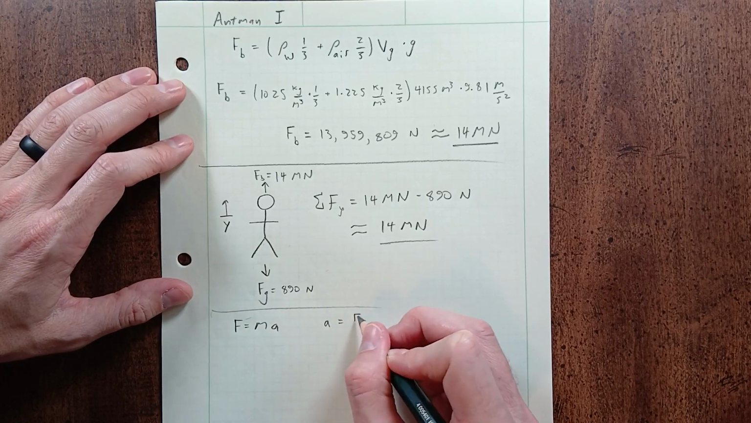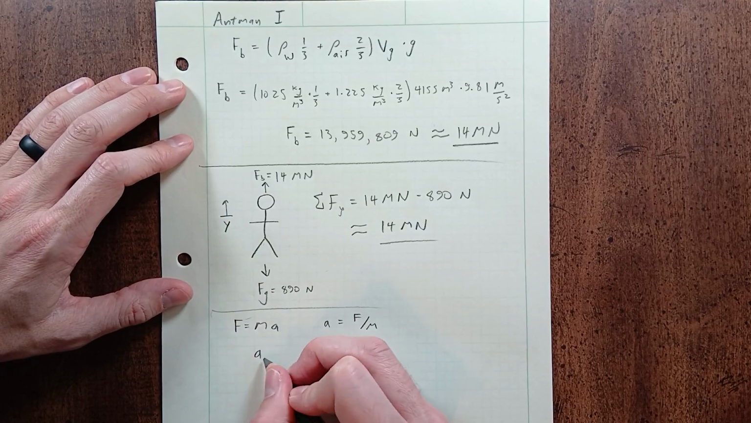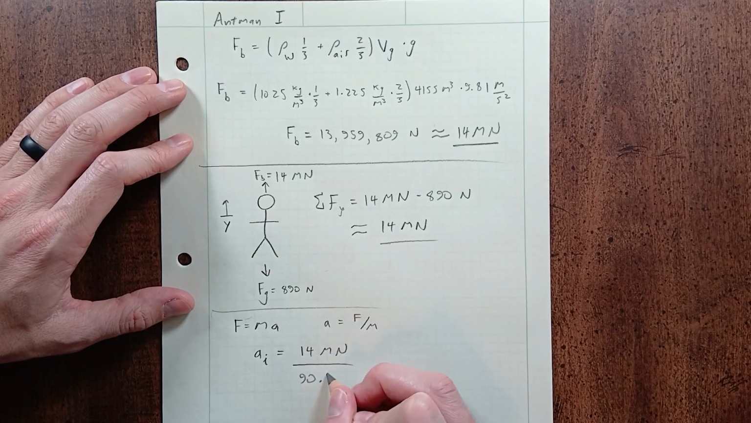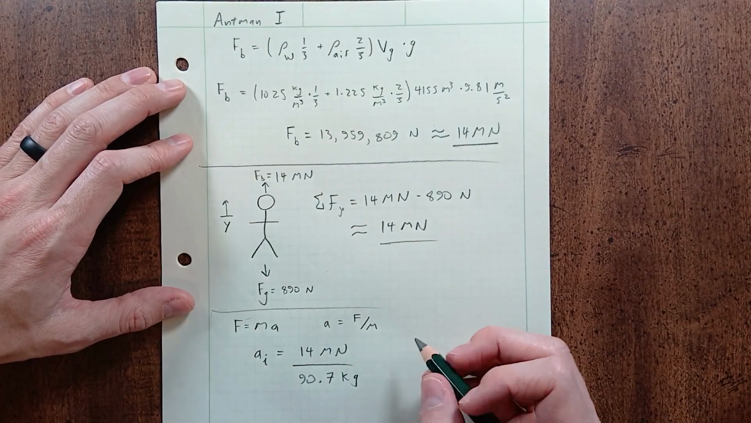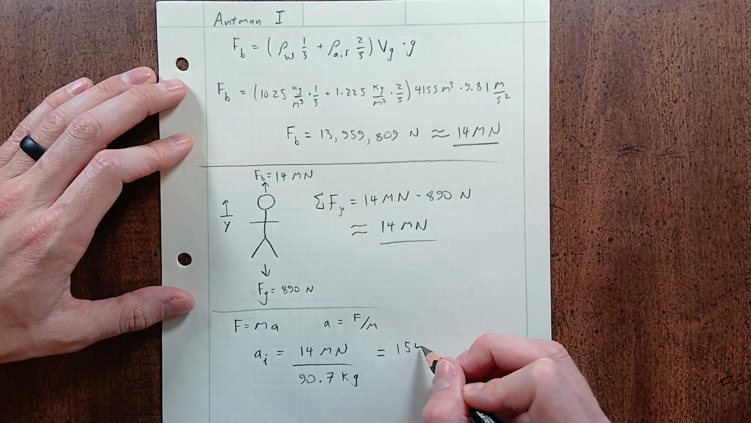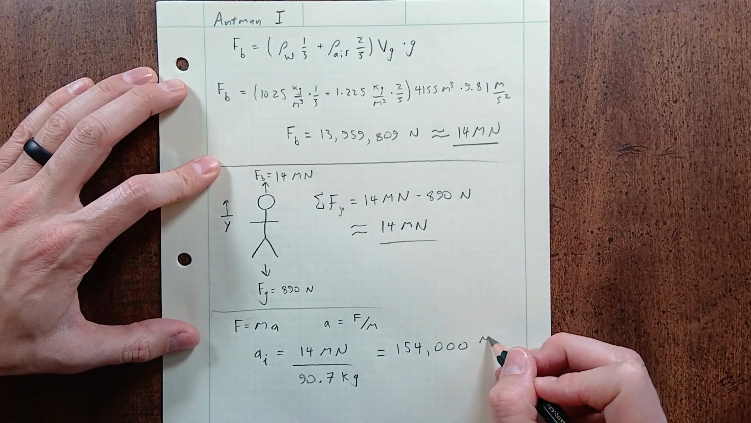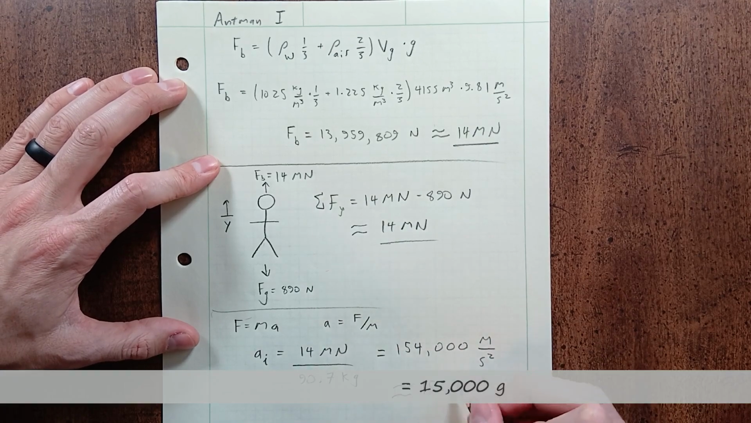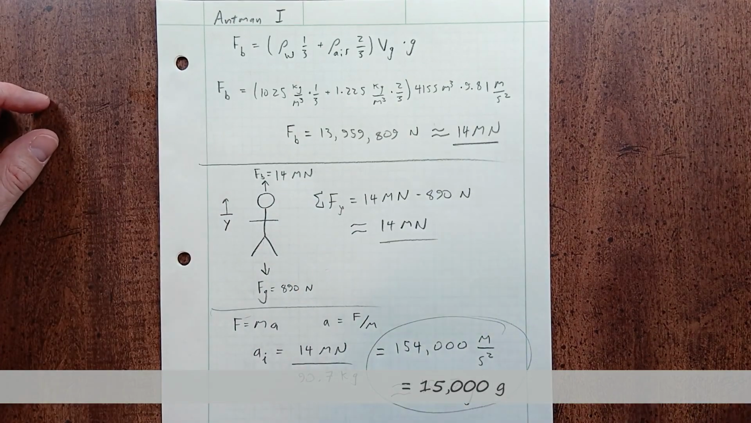Then we have F equals ma. We'll rearrange this to solve for acceleration, plug in our values. This comes out to about 154,000 meters per second squared, which means Balloon Man experiences over 15,000 Gs when he takes off. And that's how we can calculate Ant-Man's initial acceleration.